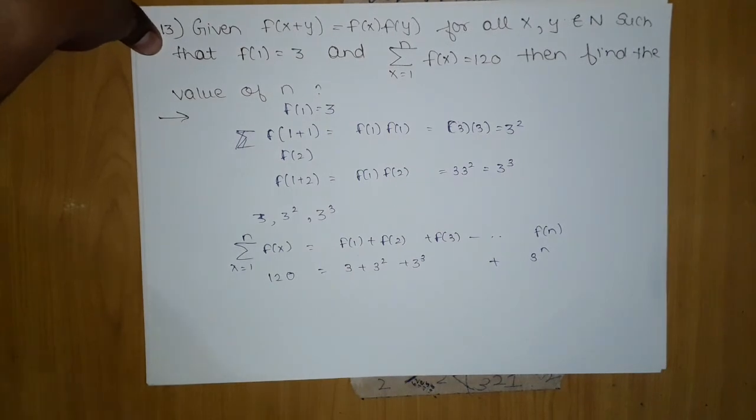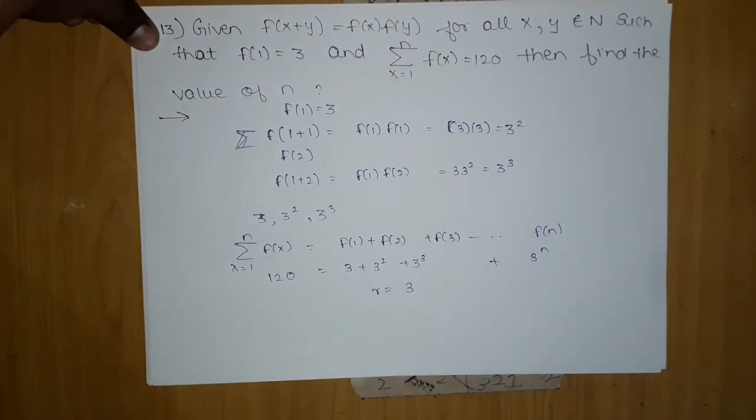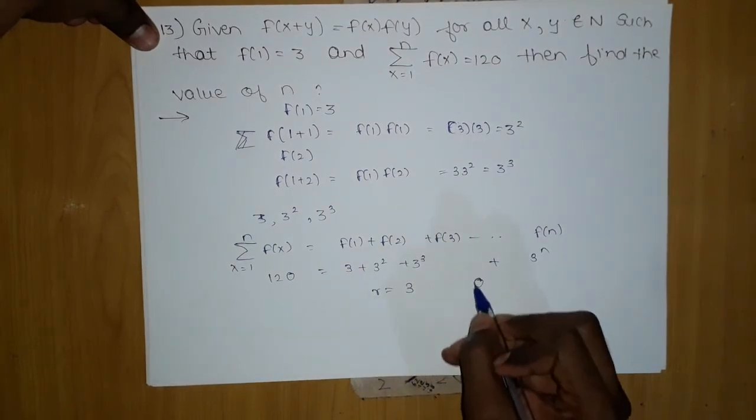They have given us the value, and now we want to find the value of n. So what we will do, here we got the ratio 3, and a is 3.